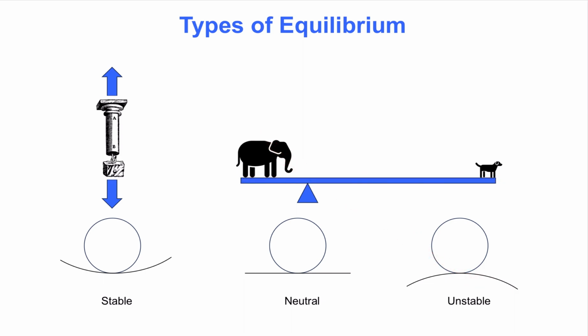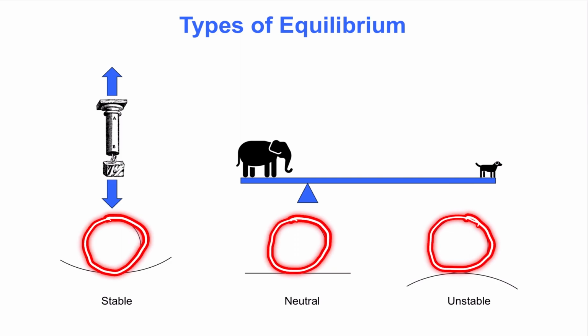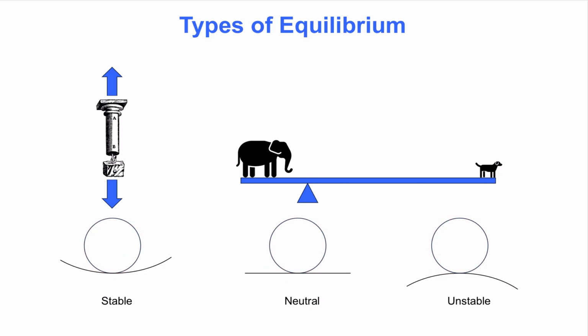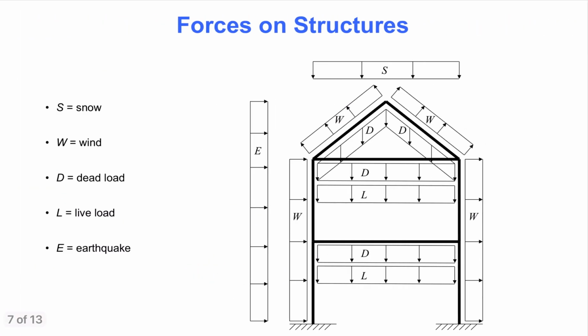In other words, a small perturbation would lead to a big change in the picture. The rolling balls at the bottom of this slide show an abstract yet intuitively appealing way in which to visualize stable, neutral, and unstable equilibrium. The next slide shows some of the loads that act on buildings. It is loads like these that create forces in the structure and its supports.